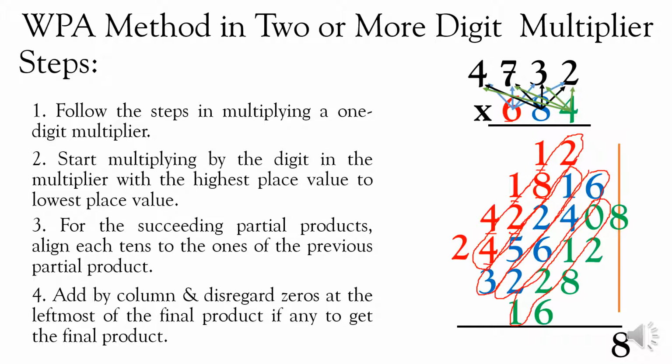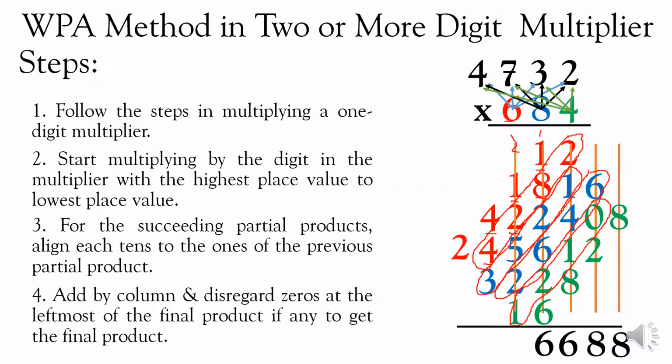So the first column will have the sum of 8. The second column will have the sum of 8. The third column will have the sum of 16. So we write down 6 and we regroup 1 ten. Then the fourth column will have the sum of 10. This is 18, 20, 26. So we write down 6 and we regroup 2.